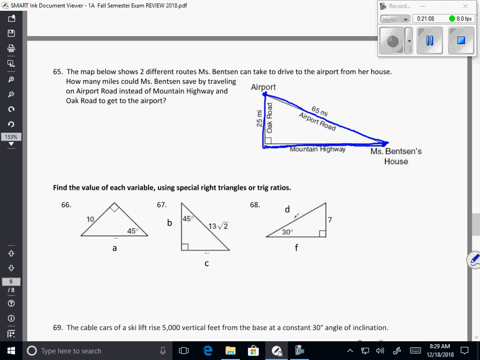So we're going to use the Pythagorean theorem. This is going to be our hypotenuse, so that's going to be C, and we'll call that A, and we'll call that B. So A squared plus B squared equals C squared. And 25 squared plus I don't know squared is going to be 65 squared.